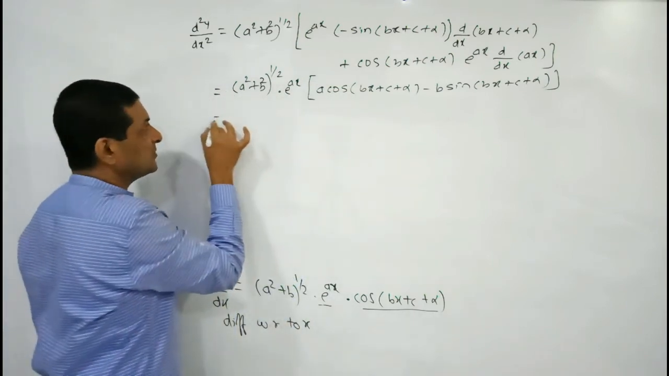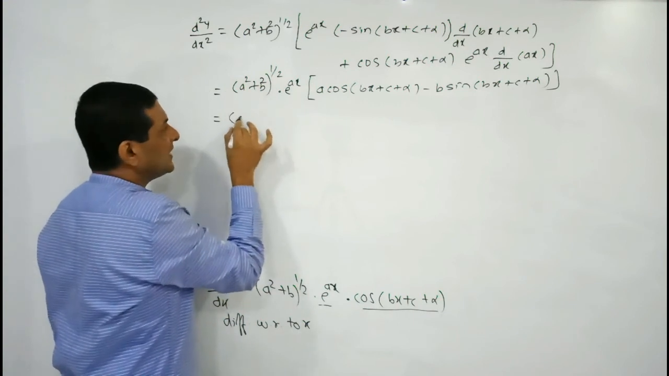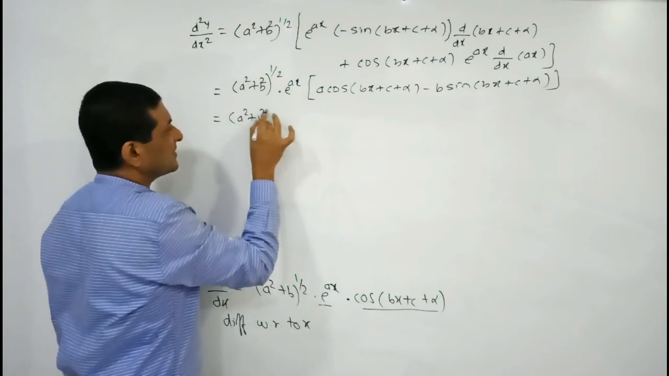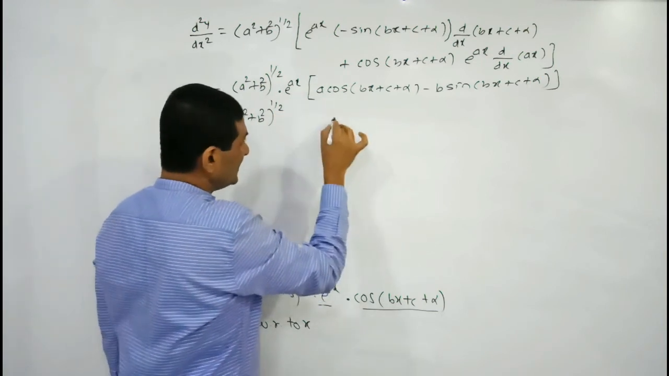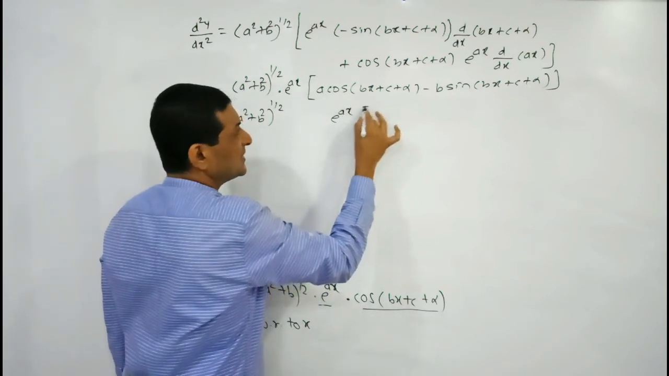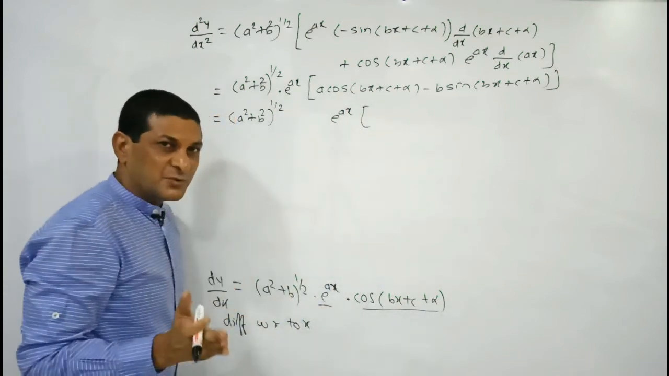So which is equal to, now a square plus b square raised to power 1 by 2, keep it as it is. Again here e raised to power ax also as it is. Again to simplify it we are using the same method.